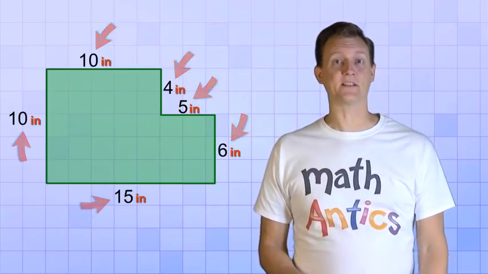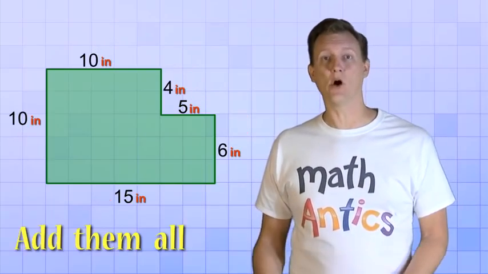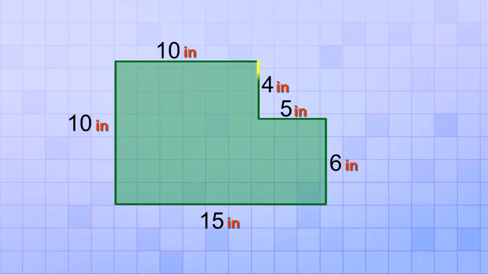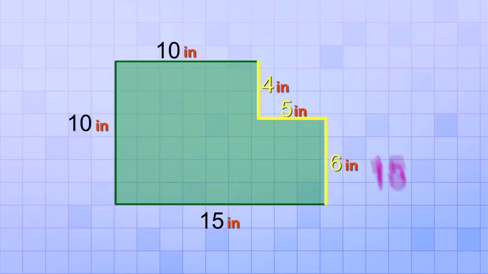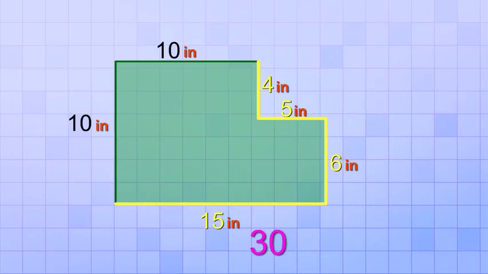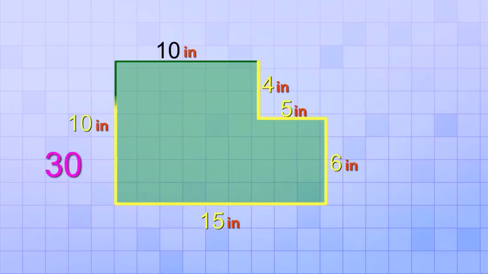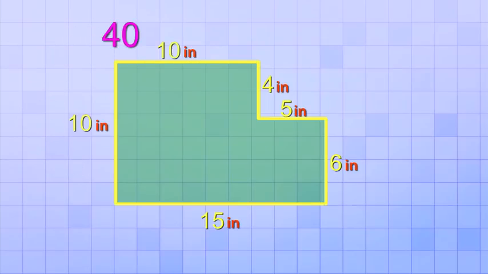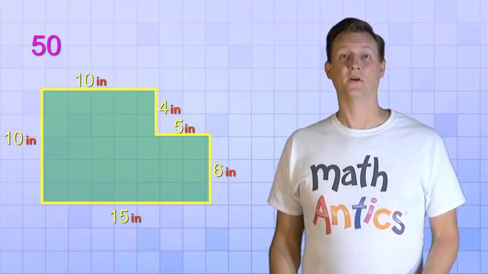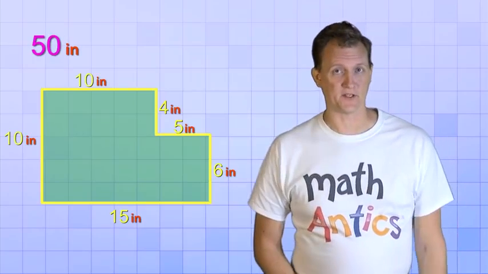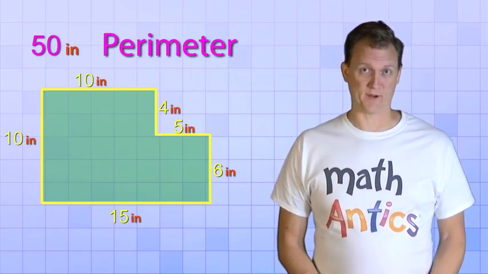And now that we know the lengths of all the sides, we can just add them all up to get the perimeter. 4 plus 5 plus 6 equals 15. And then 15 plus 15 equals 30. 30 plus 10 equals 40. And last of all, 40 plus 10 equals 50. So, the sum of all the sides is 50 inches. And that's the perimeter of this shape.